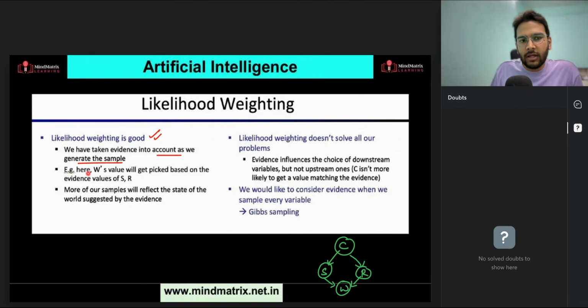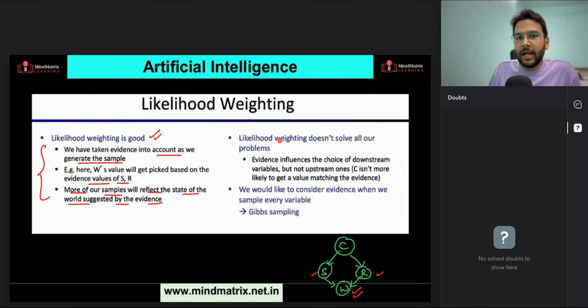So carefully see this. Example, W's values. W's value will get picked based on the evidence of S and R. So what value you are going to pick for W will depend on the values of S and R, because these are the evidences. More of our samples will reflect the state of the world suggested by the evidence. That is the reason why likelihood weighting is good. But there is a little disadvantage in likelihood weighting as well.